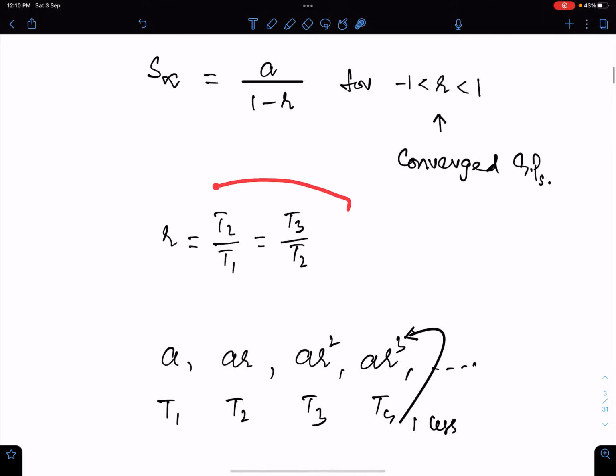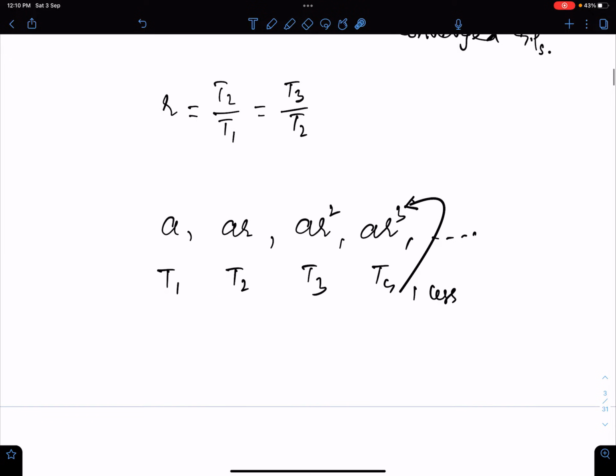For three consecutive terms, use this formula of r to make the calculation simple. This is the structure of GP. And the power of r is 1 less than the term number. So if we need T10, then it should be a r power 9.